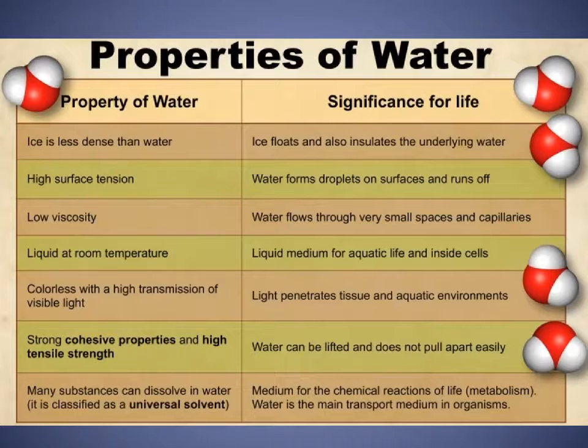High surface tension. This is created because of the cohesive nature of the water molecule. Because it's polar, hydrogen bonding is going to occur between each water molecule. Well, this hydrogen bonding allows these water molecules to want to stick together, creating this cohesion between water molecules. Well, this cohesion has everything to do with the surface tension.